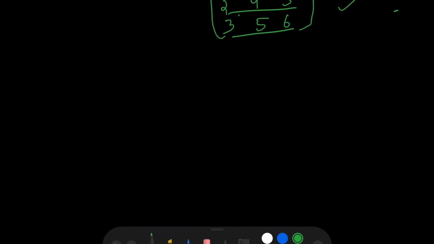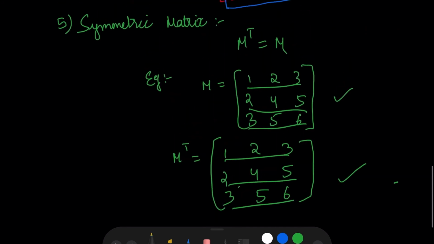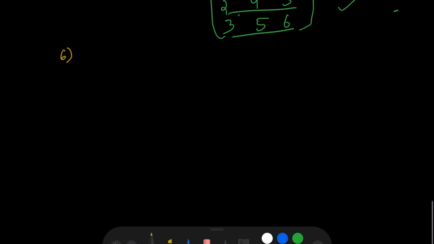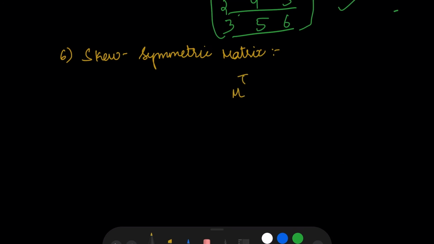So the other type of matrix that we were discussing, the sixth type of square matrix, is the skew-symmetric matrix. Skew-symmetric matrix is similar to symmetric matrix, but the only thing that changes is that if you take a matrix M and find the transpose of it, if the transpose of the matrix M is equal to negative M, then these types of matrices are called skew-symmetric matrices. So let us take an example for this.